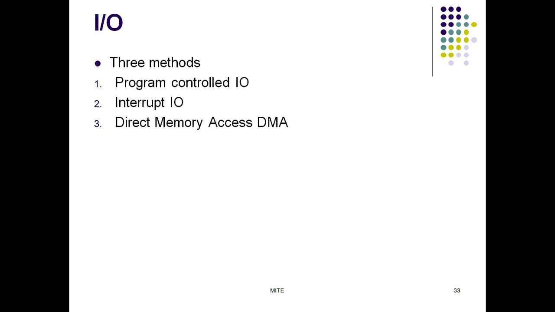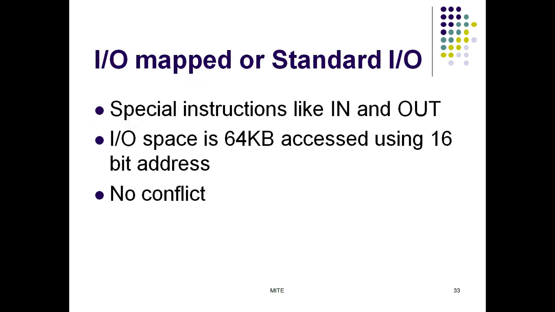And we discussed three important methods, which are nothing but program controlled IO, interrupt IO, and DMA. DMA we discussed in short. Maybe in the upcoming videos we'll go through it once again, what DMA is and all those things. So this is what we saw. The first thing is your IO mapped, that is nothing but your standard IO, and how the standard IO operates, what the different things in it are, and what the conflict or problem with it is. And we also saw that it is one of the most majorly used in today's computers.